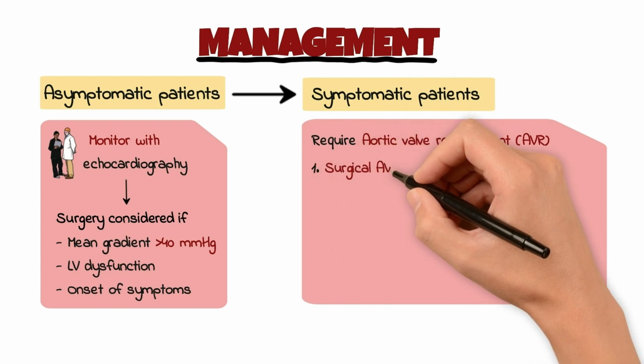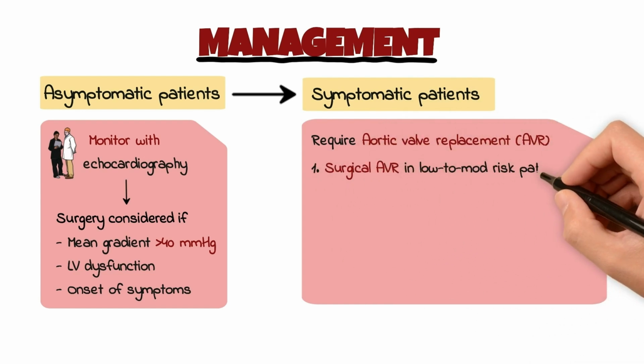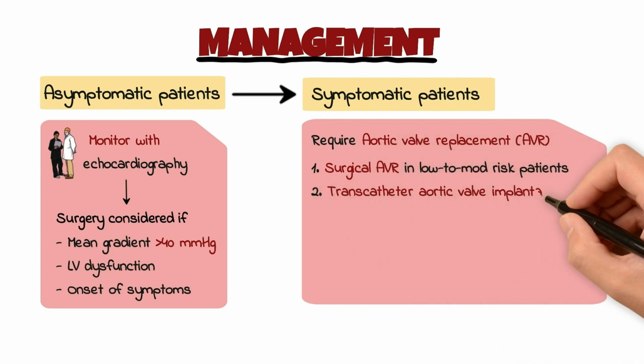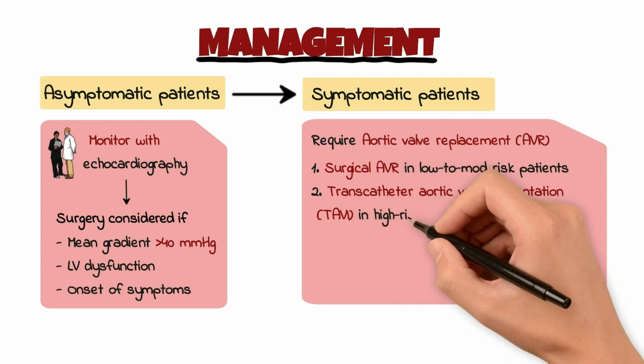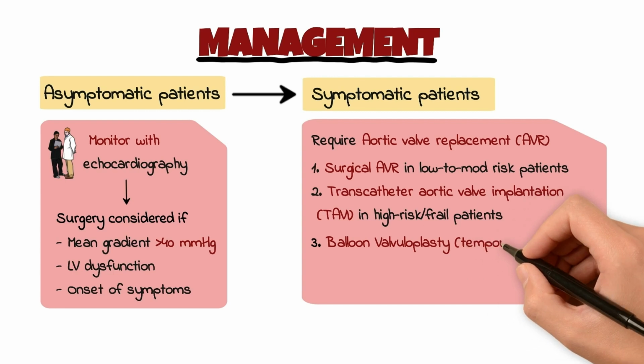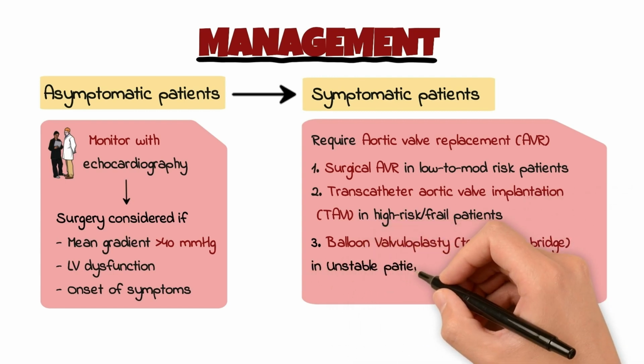Surgical AVR is standard for low to moderate risk patients. A transcatheter aortic valve implantation, also known as TAVI, is preferred in high-risk or frail patients. A balloon aortic valvuloplasty may be used as a temporary bridge to surgery in unstable patients.